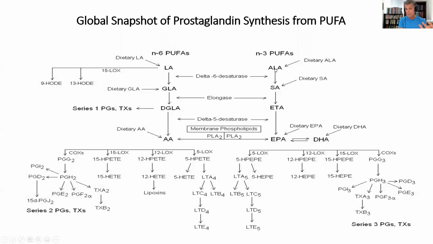Here's alpha-linolenic acid from flaxseed oil. Flaxseed oil is 57% alpha-linolenic acid. Using the same enzymes that convert linoleic acid to arachidonic acid, if you have a lot of ALA that you're ingesting, this reaction goes faster, and this reaction down to arachidonic acid goes slower.